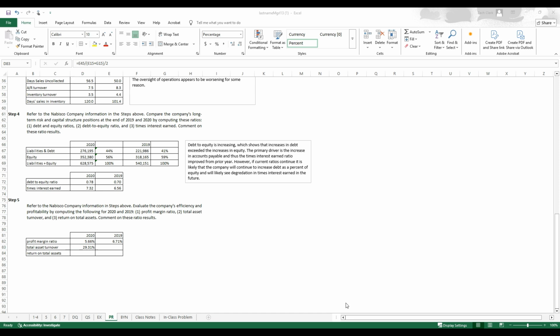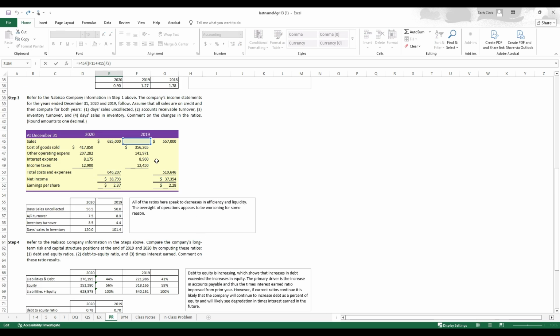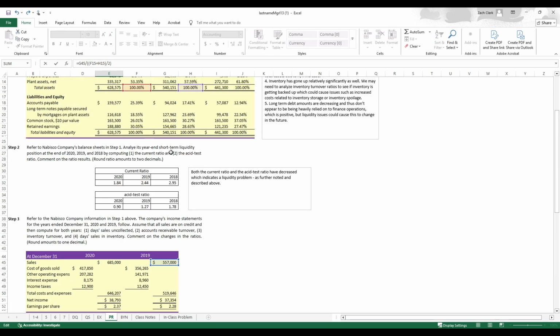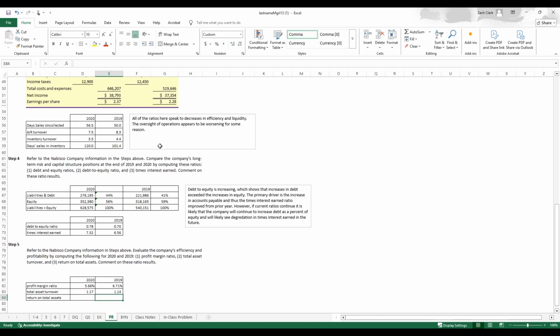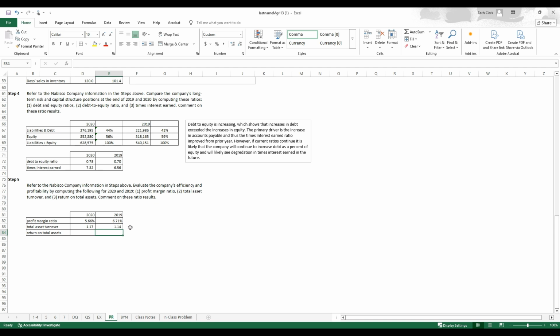Okay. But let's see, what did we do wrong there? I think this got a little funny. I think we need 2 parentheses. And then, yeah, so it's a 1.17. You've got to be careful with your parentheses, because sometimes if you don't have that extra parentheses, it thinks divide the whole thing by 2, which is not what you want. You just want the average total assets. So 1.14 to 1.17. Profit margin decreased. Not good.